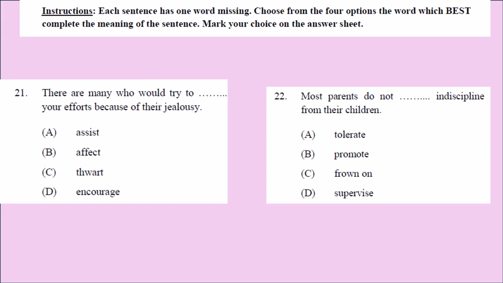Each sentence has one word missing. Choose from the 4 options the word which best completes the meaning of the sentence. Number 21. There are many who would try to blank your efforts because of their jealousy. And the word I'm going to choose is thwart. Thwart means to prevent somebody from accomplishing something. So a sentence would be, there are many who would try to thwart your efforts because of their jealousy.